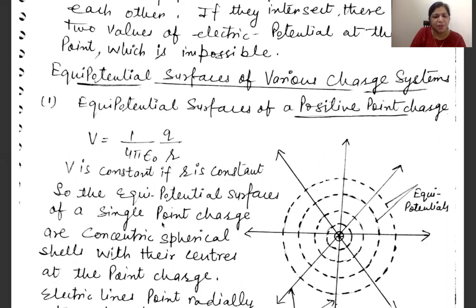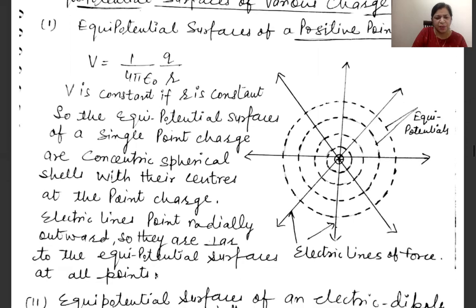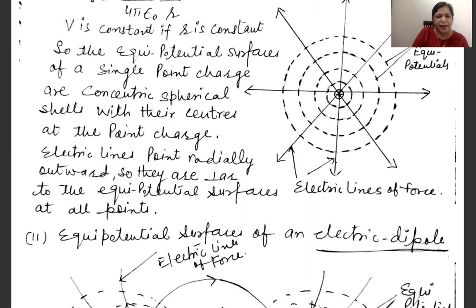So from this equation, if R is changing, V is changing, and if R is constant, V is constant. So because of this charge, we have concentric circles as the equipotential surfaces, you can see. The equipotential surfaces of a single point charge are concentric spherical shells with their centers at the point charge. Electric lines point radially outward, we have already discussed, so they are perpendicular to the equipotential surfaces. You can see these lines of force, and the dotted ones are the equipotential surfaces.